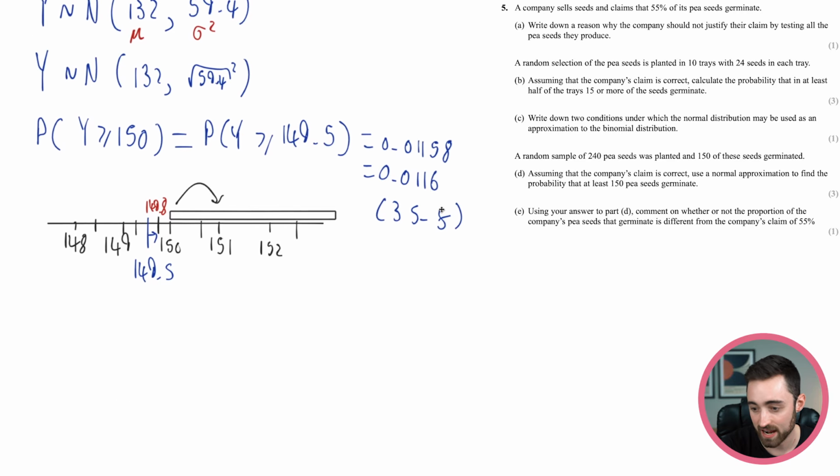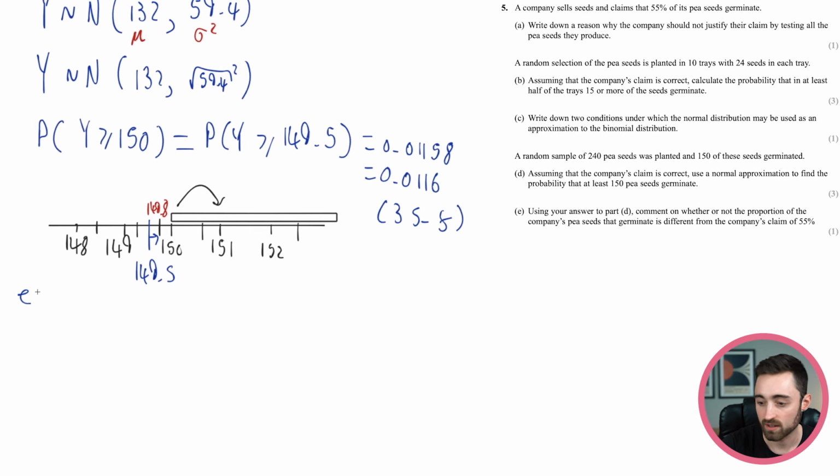Fantastic. Using your answer to part D, comment on whether or not the proportion of the company's pea seeds that germinate is different from the company's claim of 55%. Okay. Right, yeah. Here's the thing.